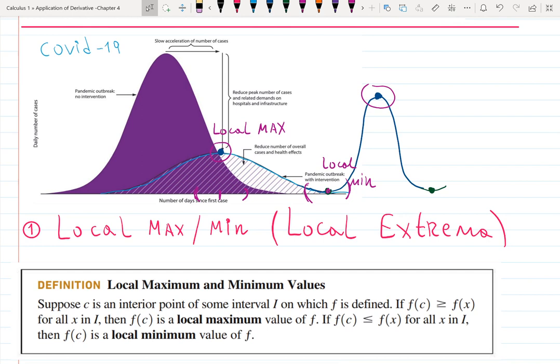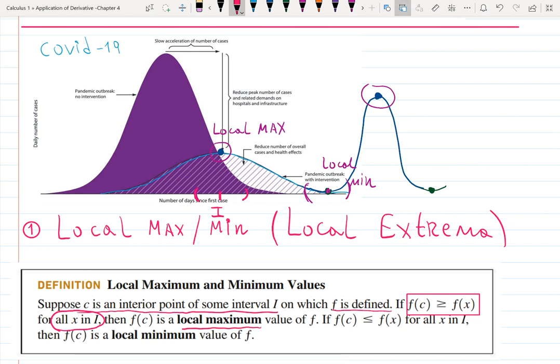Local maximum and minimum values are defined as follows. Say c again is defined in our interior point of some interval I, and f is defined in that interval. Then if f of c is greater or equal than f of x, but not everywhere, for all x on that interval, you see, on interval I. And that's what I'm calling here interval I. How big or small this interval is depends on the situation, but usually it's not very big. Then we call this f of c a local maximum.